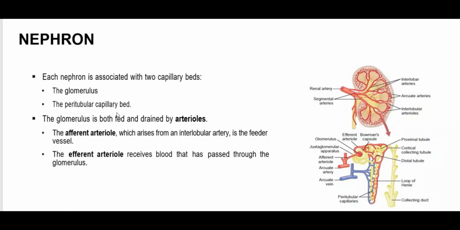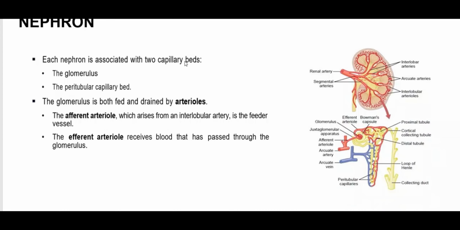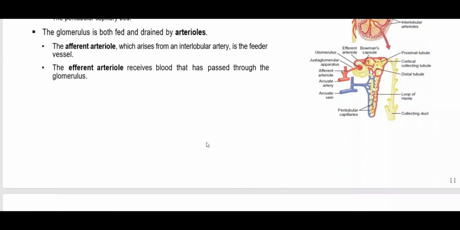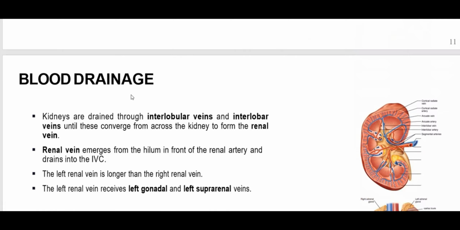Now, the nephron is the basic structural and functional unit of the kidney. There are many nephrons in both kidneys, and each nephron is associated with two capillary beds: the glomerulus and the peritubular capillary bed. The glomerulus is both fed and drained by arterioles. The afferent arteriole arises from the interlobular artery, and the efferent arteriole receives the blood that has passed through the glomerulus.